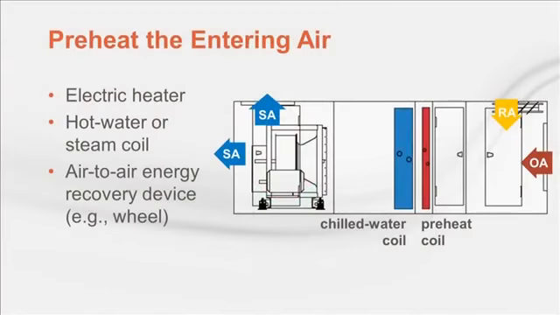The next option is to preheat the air before it passes through the water coil. This might involve an electric heater, a hot water or steam coil, or even an air-to-air energy recovery device, such as a wheel. The advantage of this approach is that it's predictable and effective. And in cold climates, a source of heat may already be needed in the centralized air handling system. Otherwise, the approach may increase the size and cost of the air handler.